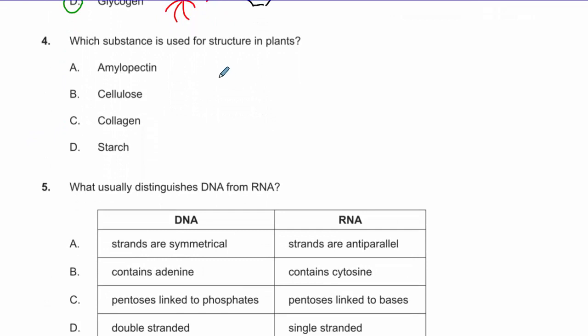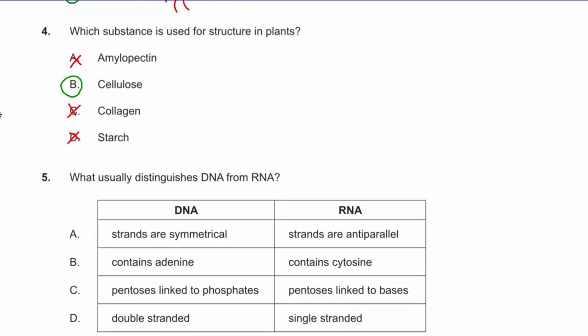Number 4. Which substance is used for structure in plants? So amylopectin is part of starch, and collagen is used for structure but in animals. Starch is what amylopectin and amylose make, but it's still storage. So it's of course cellulose.